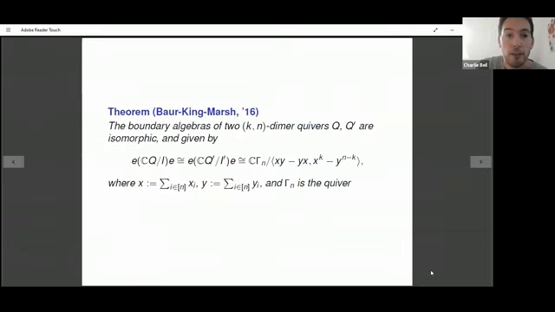Okay, and so the second to last theorem to state is that the boundary algebras of two Kn dimer quivers, Q and Q prime, are isomorphic. So you can take any two boundary algebras of two Kn dimer quivers, and they'll be isomorphic to this, where again this gamma n has this cycle quiver with x arrows going in one direction and y arrows going in the other direction. And so we have this isomorphism here, generalizing what was before. There'll be a picture showing this too.